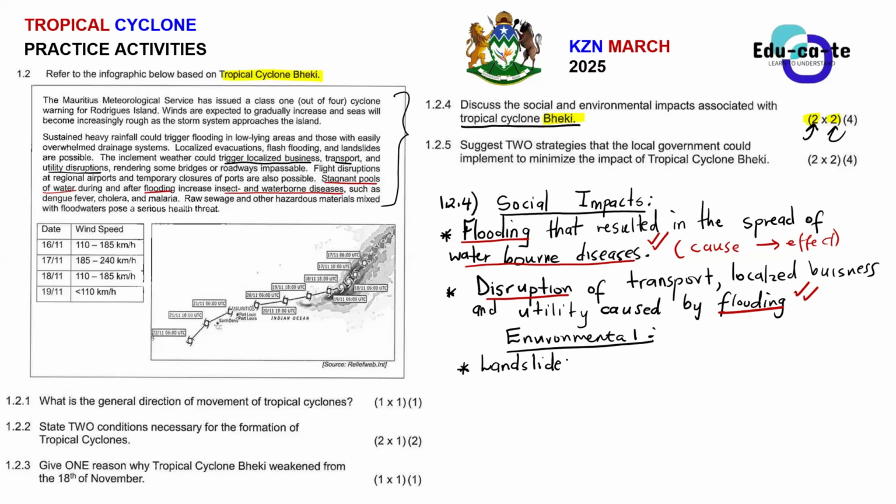You guys learned of landslides in grade 11, right? It simply means that the land is sliding because of water, usually. So here in this case, the landslides have been caused by flooding. But this is a 2 marks question. You must give a cause and an effect. So these are landslides that have been caused, or you can say due to flooding, because we've been told in the passage that there are localized evacuations, flash flooding, and landslides which are possible.